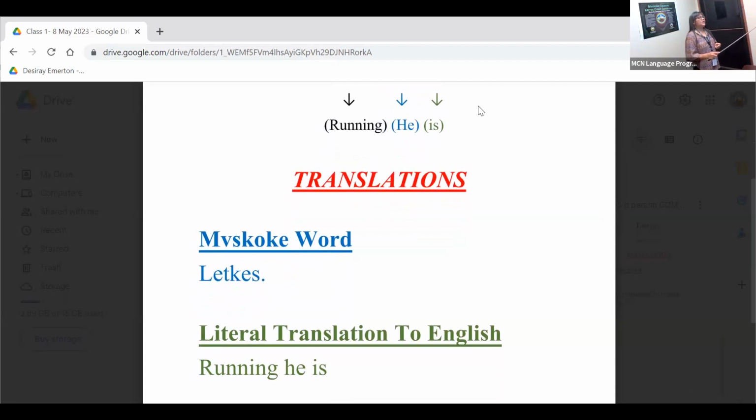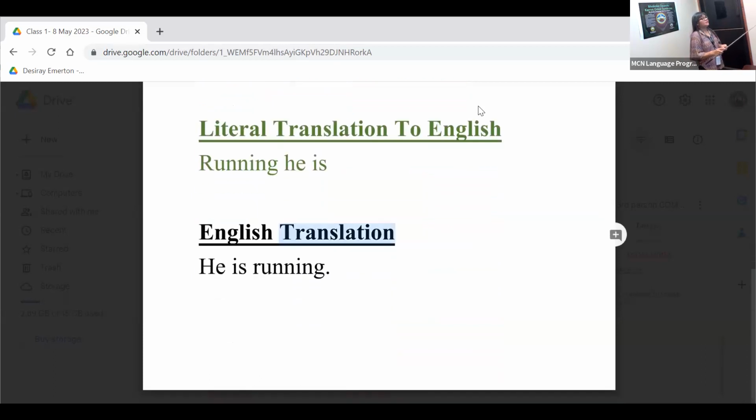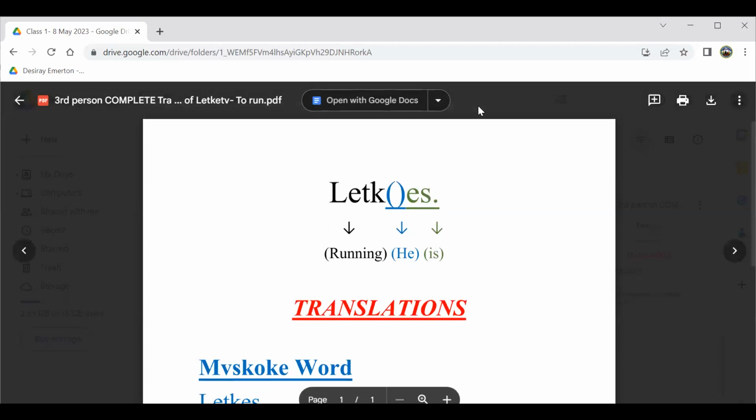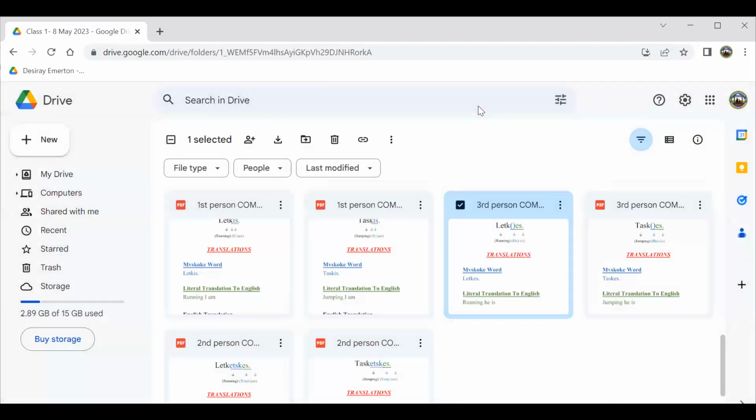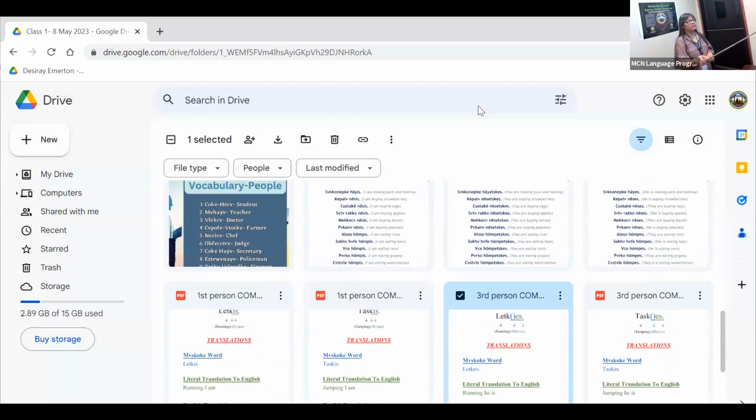All right. So Litkis, because you got the long E on that. Litkis. I wasn't able to put that on there. Running, he is. It could be running, she is. Running, it is. Running, they are. And then flip it around. He is running, she is running, it is running, they are running. Okay, so you've got your first, second, and third person translations right there.